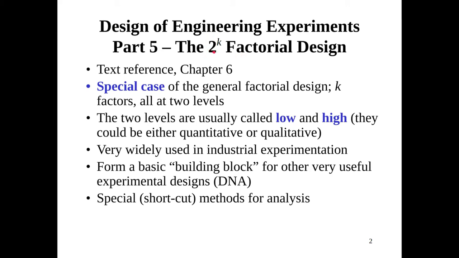The base represents the level of factors and the exponent k represents the number of factors. What's unique about this is every factor has only two levels, a low level and a high level. So this is a special case of general factorial design, k factors all at two levels. The two levels are usually called low and high.